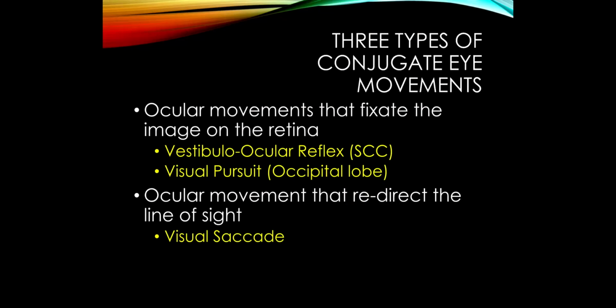Now let's just briefly go over areas in the brainstem and brain that help to coordinate eye movements. And we're going to talk about 3 types of conjugate eye movements. Conjugate just means your eyes are moving together, tracking together. We have 2 that fixate the image on a retina: the vestibular ocular reflex and visual pursuit. And then we have one that redirects the line of sight. And we can illustrate all of these by just imagining you're on a train and you're tracking something, a tree or whatever, as you're on the train. So that's going to be visual pursuit.